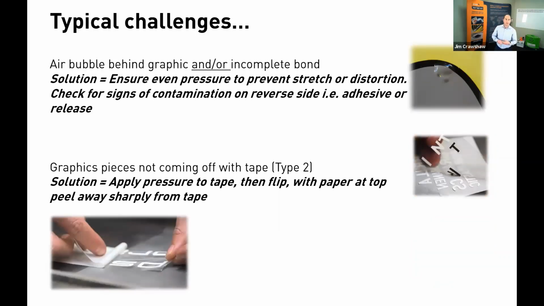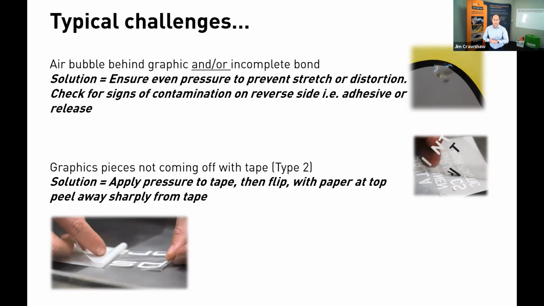Some other typical challenges: air bubble behind the graphic or incomplete bond. So shown in that top graphic, what we're looking at here is the surface of a graphic at the edge, and you're seeing a bit of a raised bubble. And this again is often due to pressure during application using a burnishing tool or some hard object which is destroying the properties of the graphic. You've also got to look for signs of contamination such as adhesive or release agent. Could be sealing the back of the graphic if you're applying these type of things after the graphic's been applied to the mold.